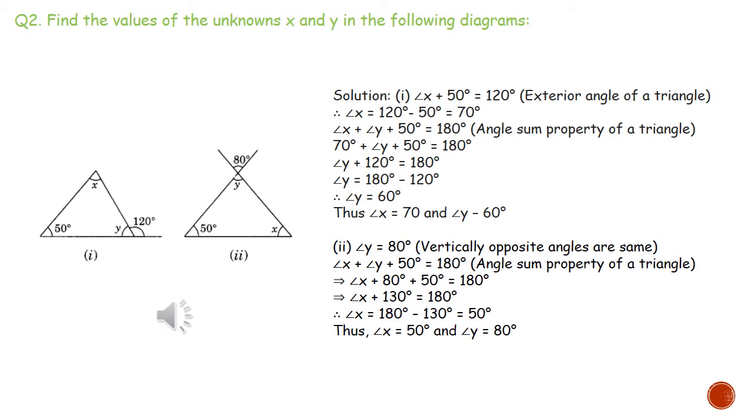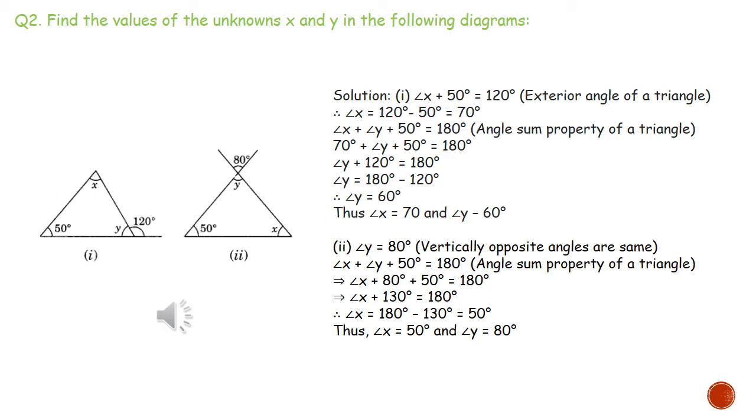We are moving to the second sum. We have to find the values of unknown angles x and y in the following diagrams. Now in the first diagram, we can see that the exterior angle is 120 degree and the adjacent angle is y. So we can say that y plus 120 is equal to 180 degree because they form a linear pair. So y will be equal to 180 minus 120, that is 60.